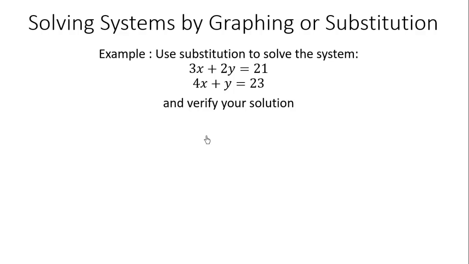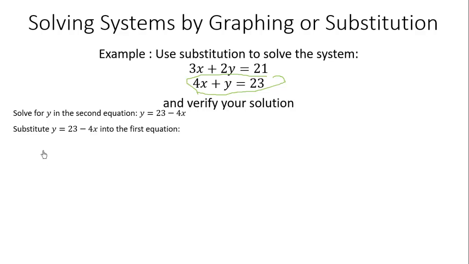To solve this, we need to analyze the two equations carefully and see in which of them we can easily make one variable the subject. For the second equation, it is easier to make y the subject because the coefficient of y is 1 in that equation. Therefore, we solve for y in the second equation to get y is equal to 23 minus 4x. What do we do next?